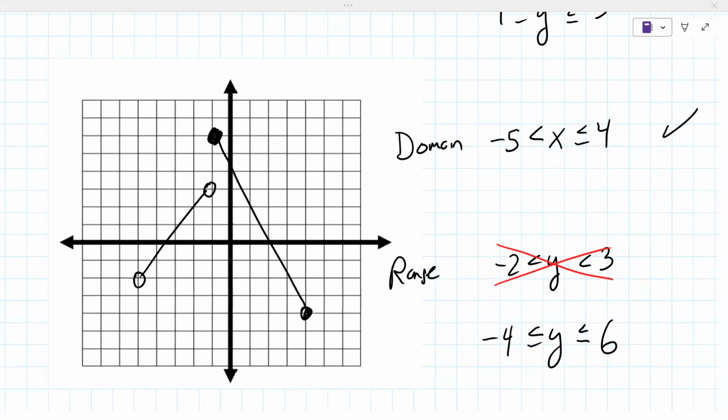So you would use the one that includes everything. Okay. Thoughts on that? I get it. Wait, -4 though? Yeah, see how the smallest y value is -4? Oh, okay. All right. Okay, yeah. That makes sense.